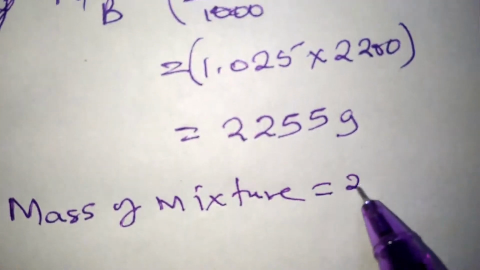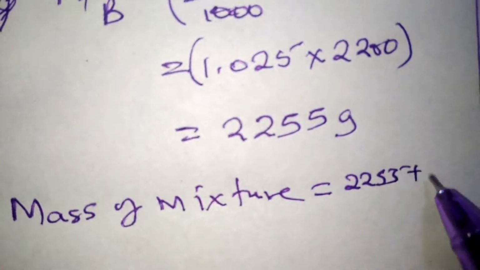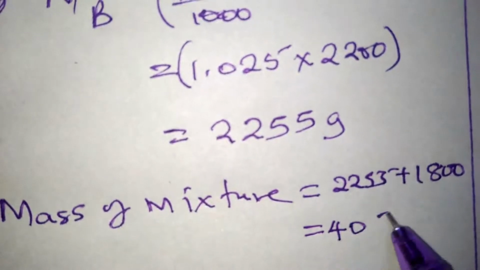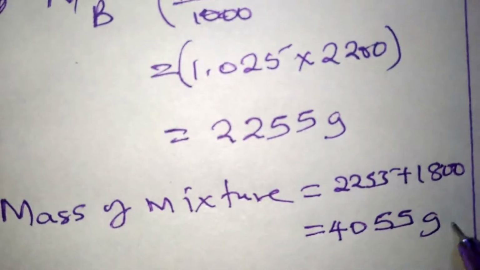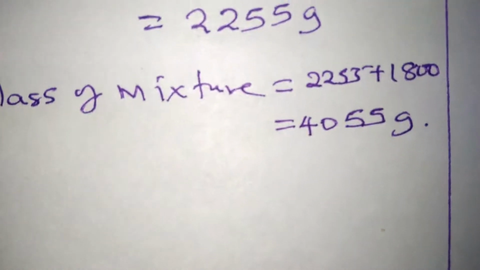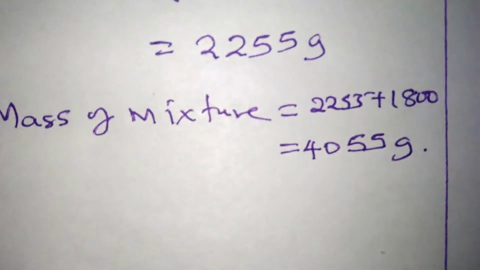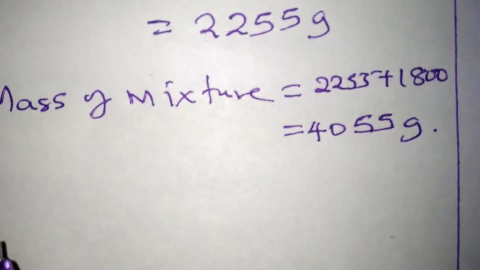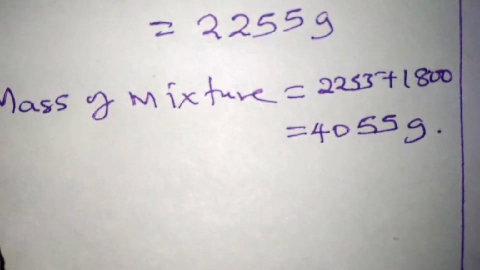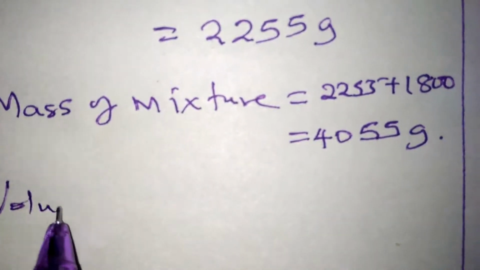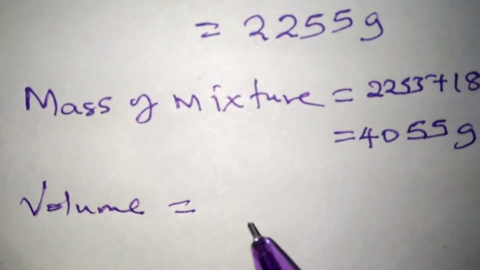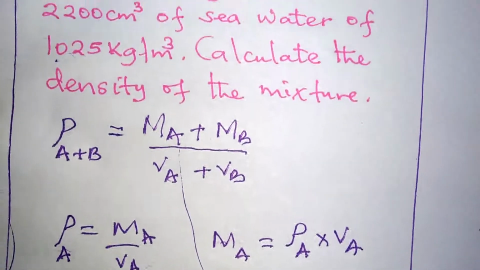Now, mass of the mixture is therefore 2255 plus 1800, which gives us 4055 grams. Now that we have the mass of the mixture, and we also have the volumes of these two different substances, that is the fresh water and the seawater, let's check the volume of the mixture by adding the two volumes, which were up here.